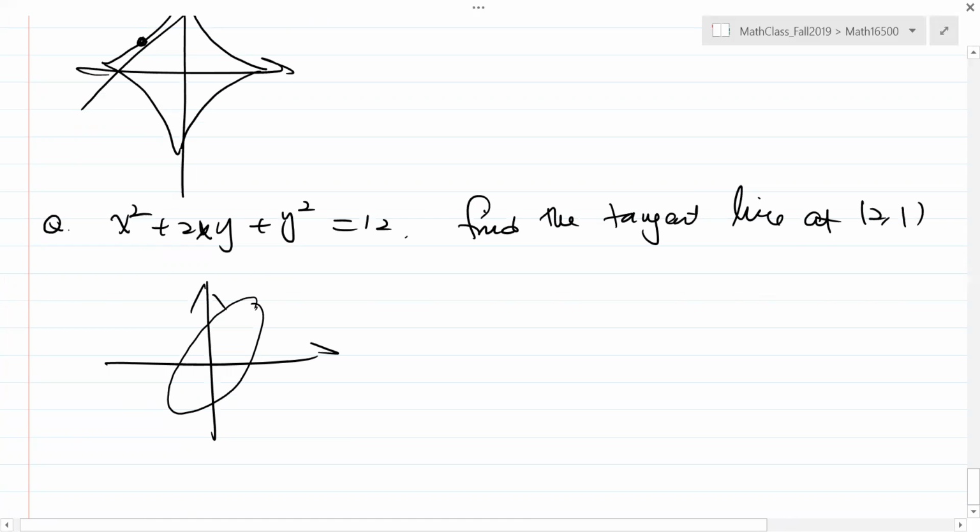So we are looking for the tangent line at this particular point. Okay, 2 and 1. So please go ahead to find it. Yes. You just find the slope of the tangent.